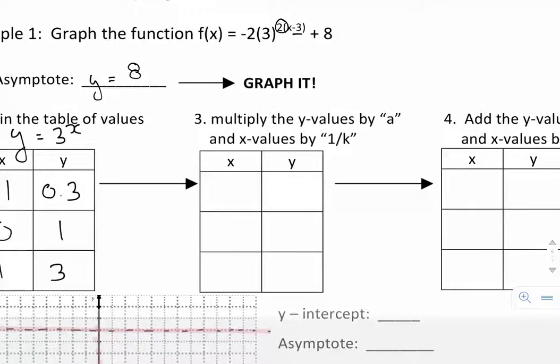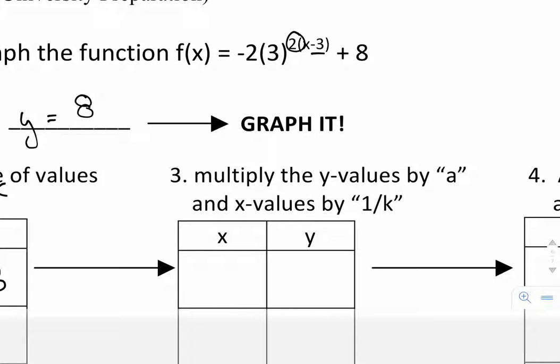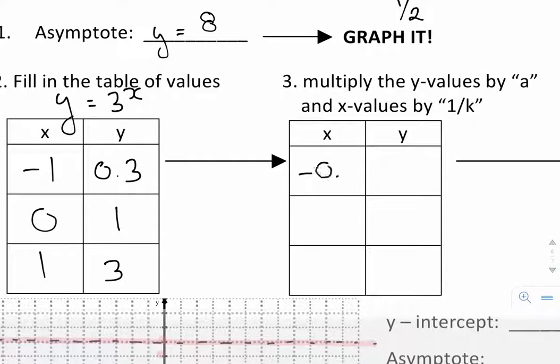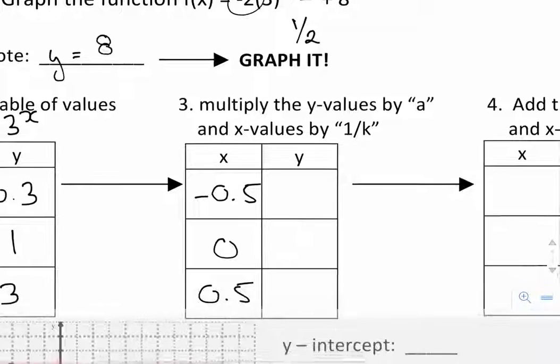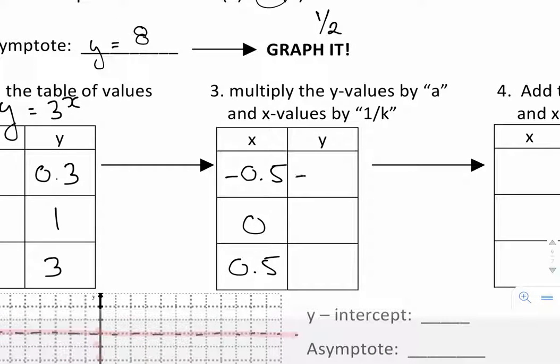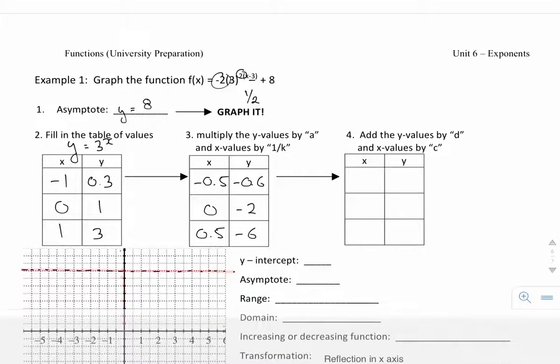So step number 1, I multiply the y values by a, and the x values by 1 over k. So in this case, k is 2. Therefore, what I multiply by is going to be 1 over 2. So my x values now become -0.5, 0, and 0.5. My y values get multiplied by the -2. That's the a value in front there. So I'm going to get -0.6, -2, and -6.